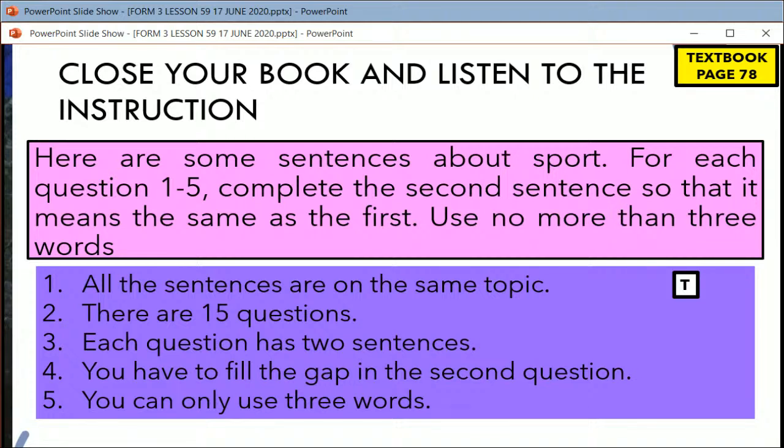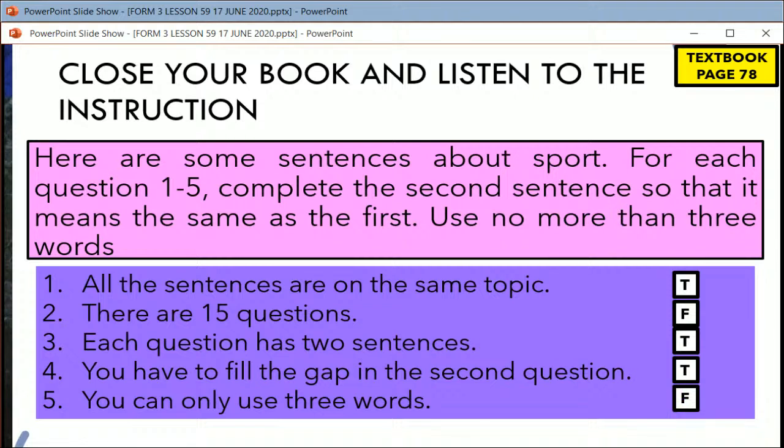All right. Number 2, there are 15 questions. All of you say it's false. You're right, it is false. Each question has 2 sentences. You are right, it is true. You have to fill the gap in the second sentence. That is true. And the last one, you can only use 3 words, is false.